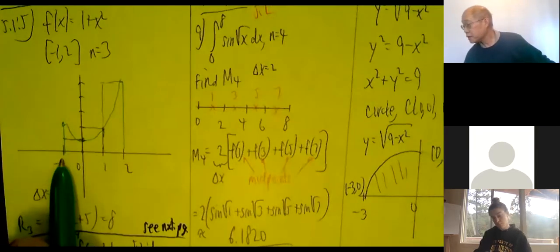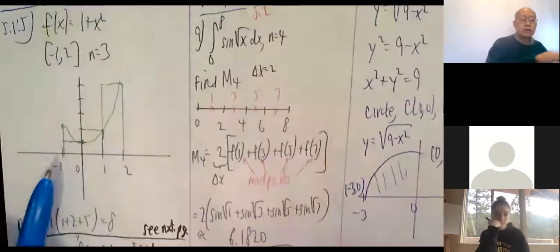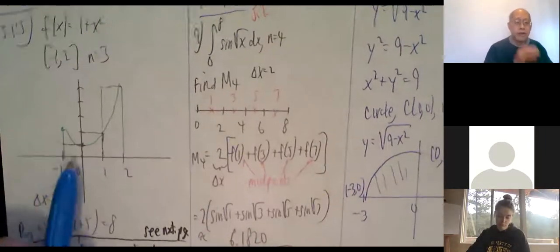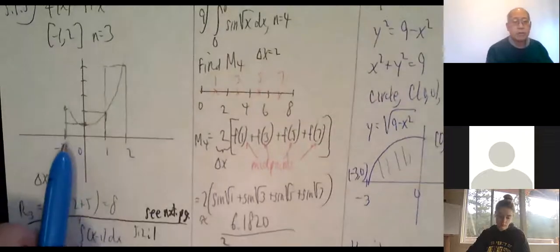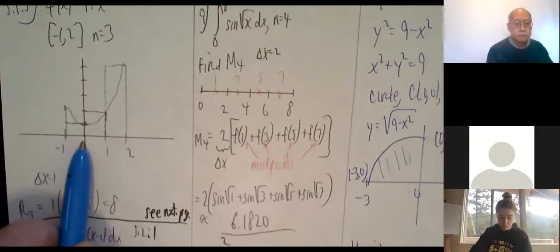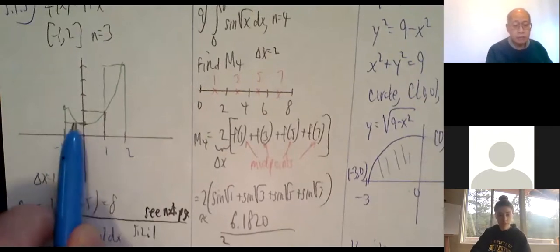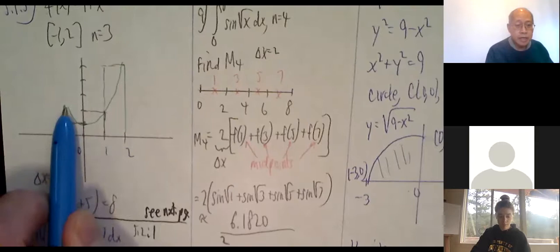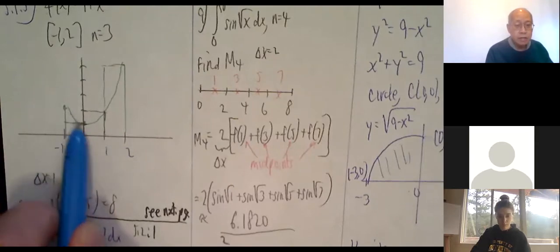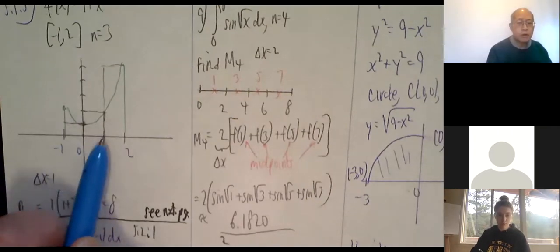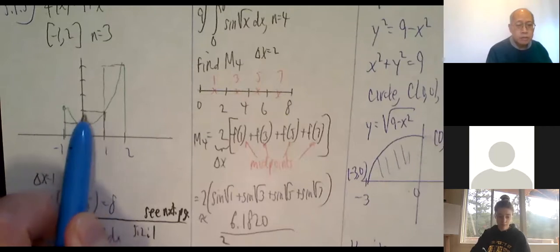For the first part, they want you to use the right endpoints. From negative 1 to 0, the right endpoint is 0. Go straight up until you touch the graph, draw a rectangle. You can see this rectangle is too small. I'm supposed to get this area, but I've lost all this. Between 0 and 1, the right endpoint is 1, so go straight up, touch the graph, and draw a rectangle. Now this one's too big.